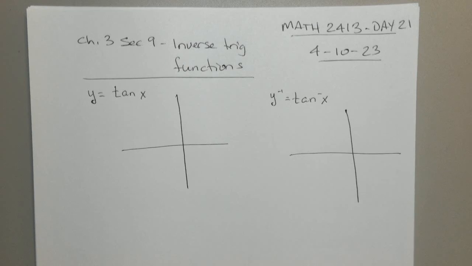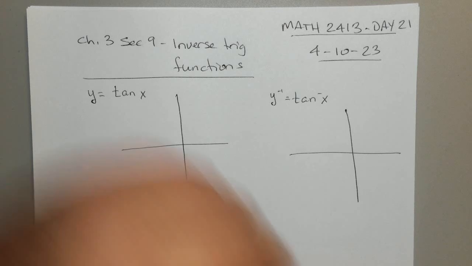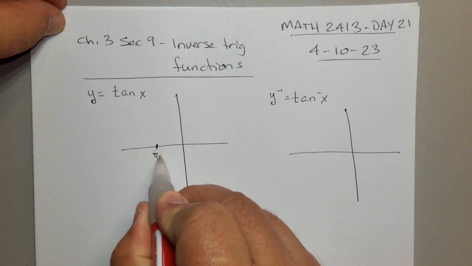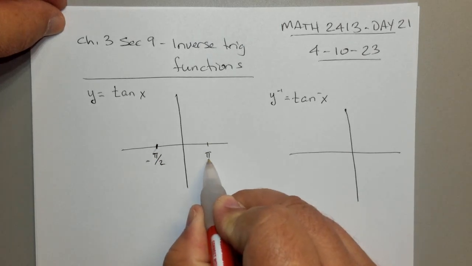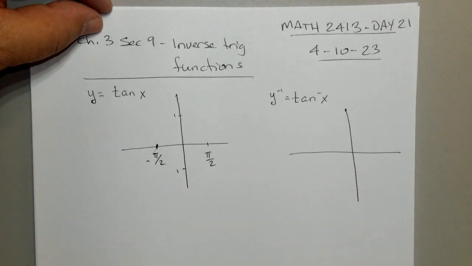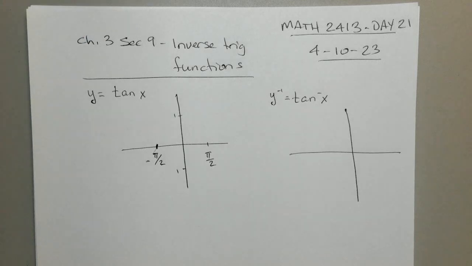Today we're going to talk about the derivatives of the inverse trig functions. It sounds difficult, but mostly it comes down to just formulas. For example, the tangent function. Anybody remember what the graph of the tangent function looks like? What's the shape of it, of the tangent function?